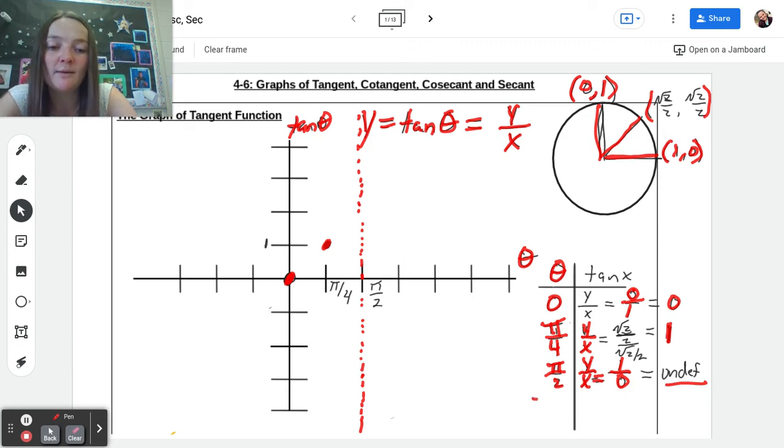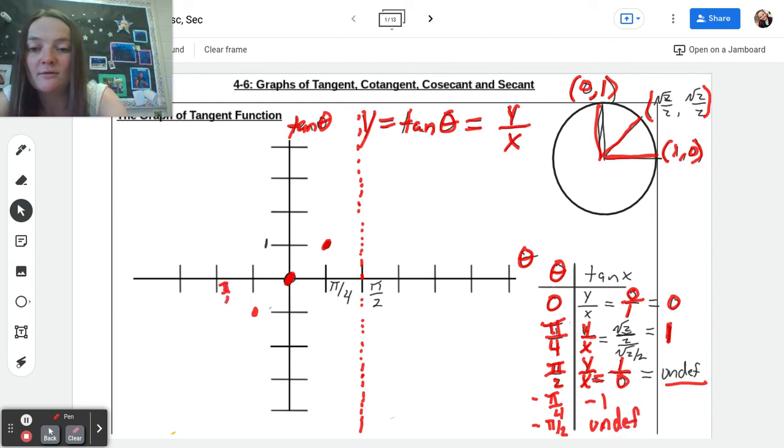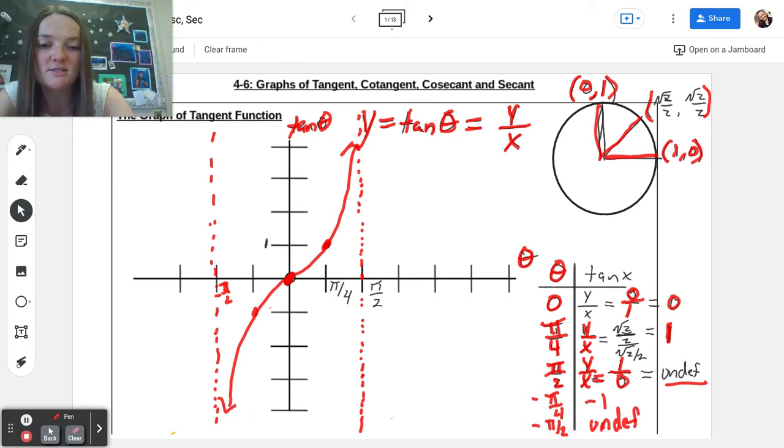We then found what happens if we evaluate at negative pi over 4. Negative pi over 4 is going to give us a value of negative 1 down here. And negative pi over 2 is once again going to give us an undefined value. So at negative pi over 2, we are once again going to see this asymptote. The overall tangent function, when we graph it, is going to look something like this. There are actually going to be several periods of this.